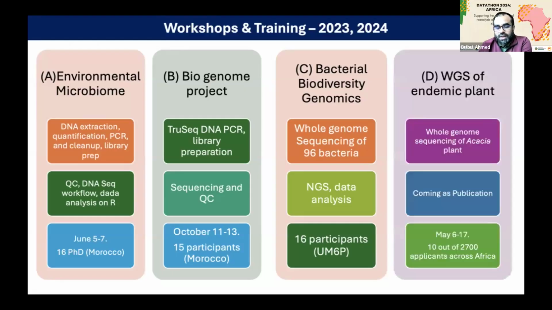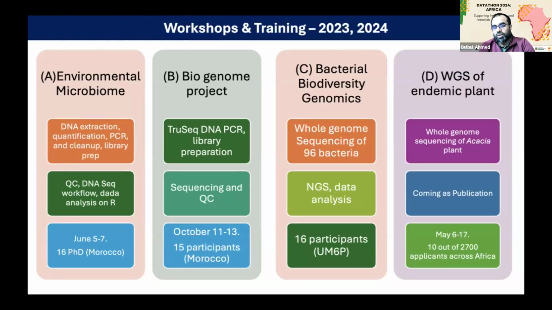The last one this year was quite interesting because it was completely different from the other three. It was whole genome sequencing of an endangered plant in Morocco. The plant was Acacia gummifera, and we selected 10 students and scientists from 10 different countries all over Africa. Surprisingly, when we advertised, we got around 3,000 applications, but we were really forced to narrow down to 10 to train them properly, hands-on.